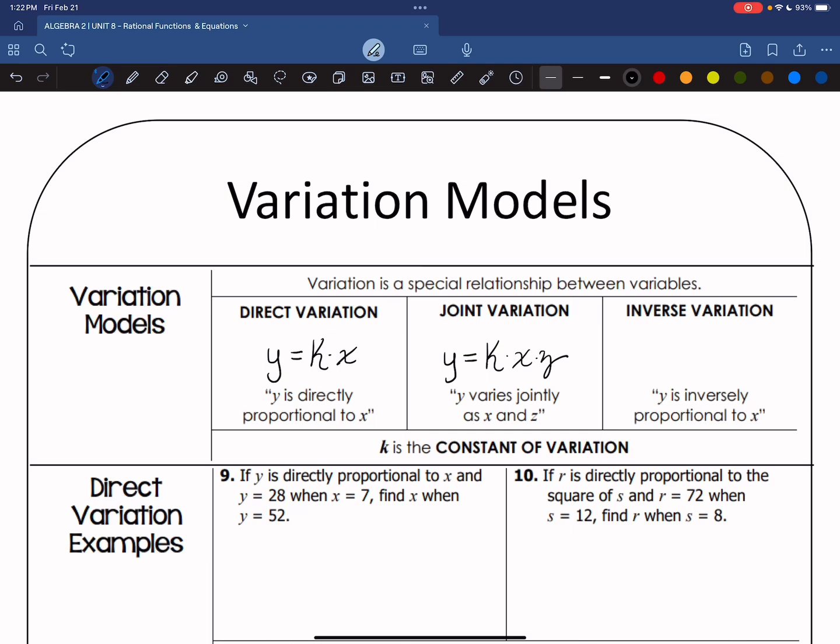And then last but not least of all, and the one that we're focusing on predominantly this unit, is inverse variation. And that follows the form Y equals your constant of variation divided by your X. And this is read as Y is inversely proportional to X. And you can see here why this is our emphasis in this unit, because this is actually a reciprocal function, right? You've got 1 over your variable, creating a little rational expression.